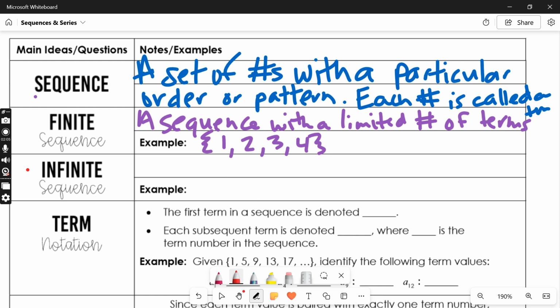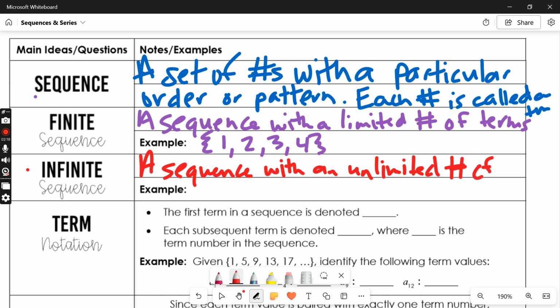Okay, so then an infinite sequence is a sequence with an unlimited number of terms. So it's going to look very similar if I do 1, 2, 3, 4, and then I go dot, dot, dot. It means it keeps going in that same pattern forever. Okay?